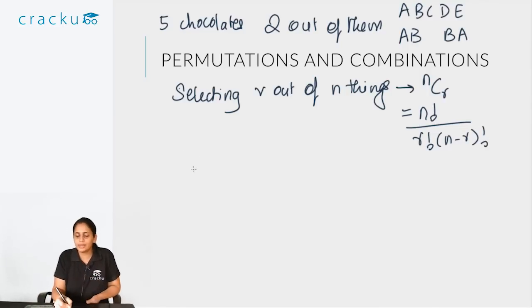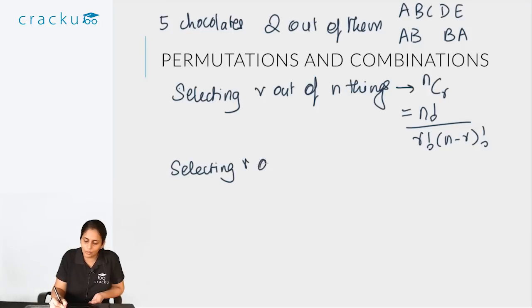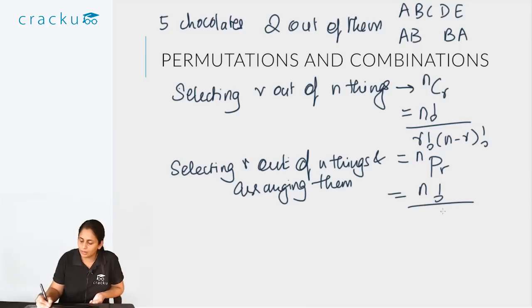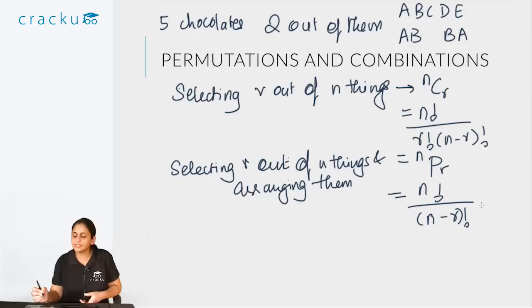When you are selecting r out of n things and arranging them, then you have permutation. So permutation is nPr. This is equal to n factorial divided by (n minus r) factorial. Here essentially you are multiplying this nCr into r factorial.